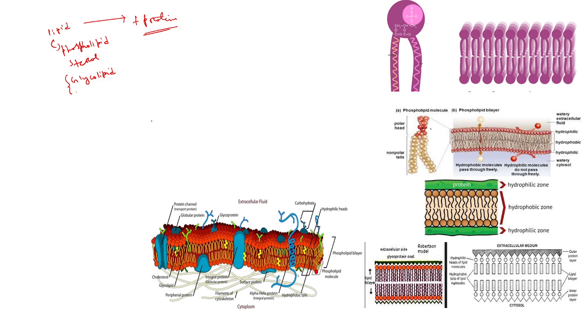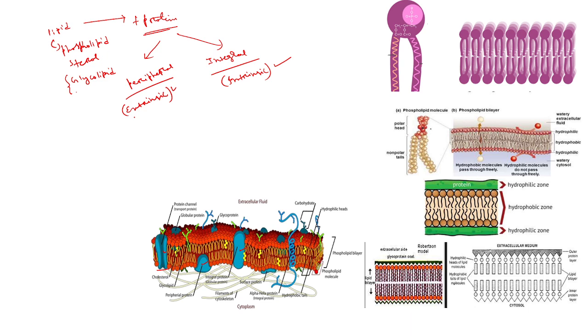So what is the protein? Here the blue color structure is called the protein. Here is one protein, here another protein, here another protein. So the proteins are of two types. One is called the peripheral, another is called the integral. The peripheral is also called the extrinsic protein, and the integral protein is also called the intrinsic protein. So what is the extrinsic, what is the intrinsic protein?